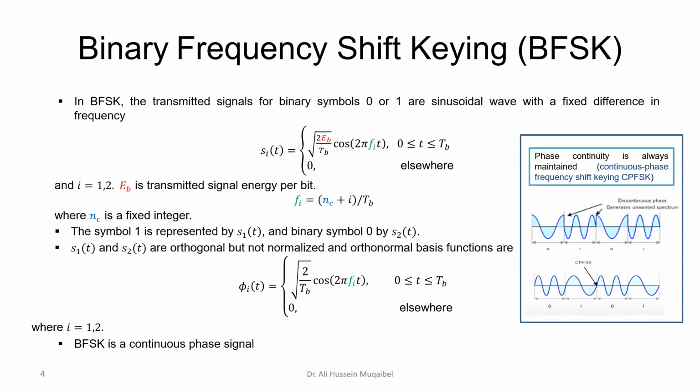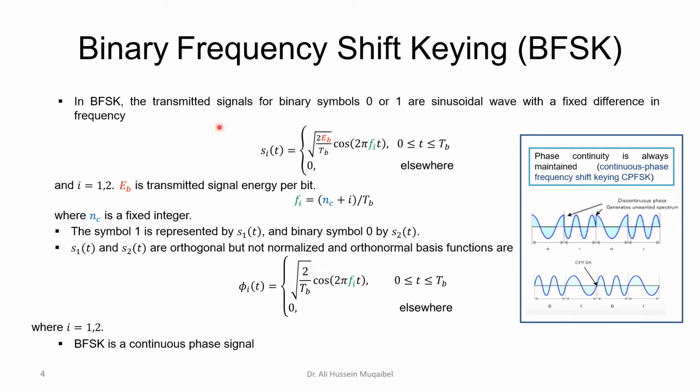Let's start with binary frequency shift keying. In binary frequency shift keying, the transmitted signal is either 0 or 1, because we are dealing with binary. And since we are dealing with frequency shift keying, what we transmit is a signal with different frequencies. So for 0 or 1, we have two signals, S1 and S2, where i changes from 1 to 2. We have square root of 2 over Tb just to normalize the original signal, and that is scaled by square root of Eb, where Eb is the energy of the signal, the energy per bit in our case, because we are dealing with binary.